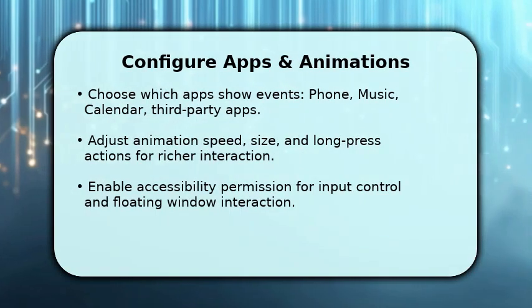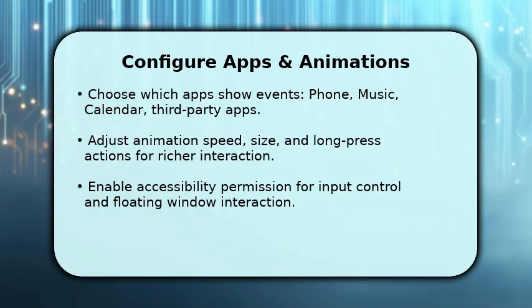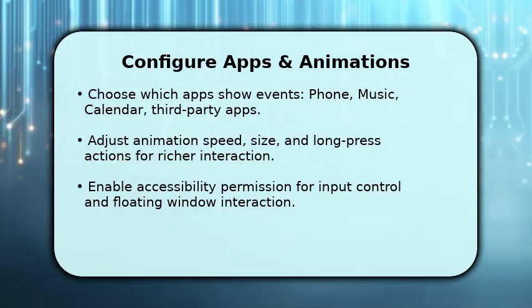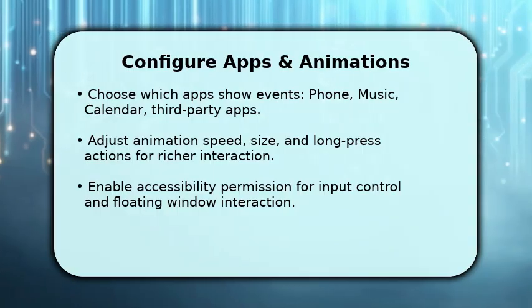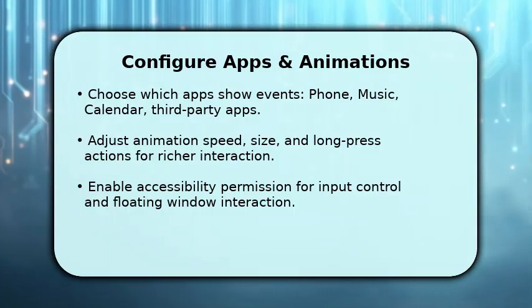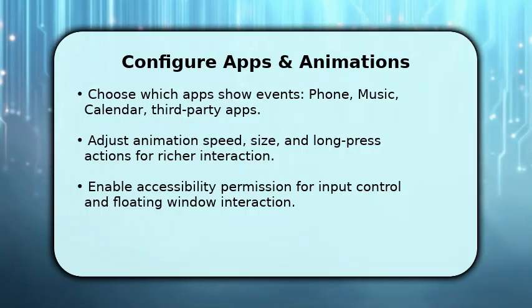Now you dig into customization. Open Dynamic Island app list and select which apps can push events to the island so you only get useful alerts. Then refine visuals, change animation speed, bubble size, and what a tap versus a long press does, because those choices affect how fast you can act on notifications.